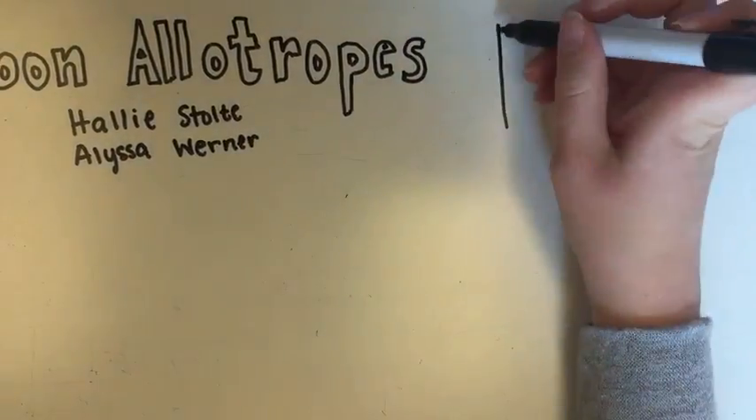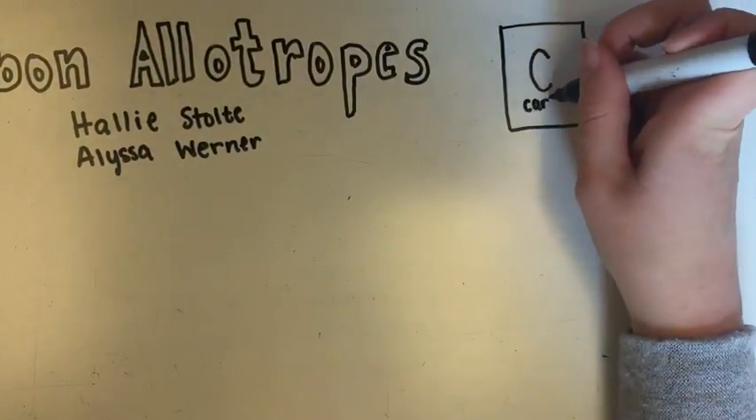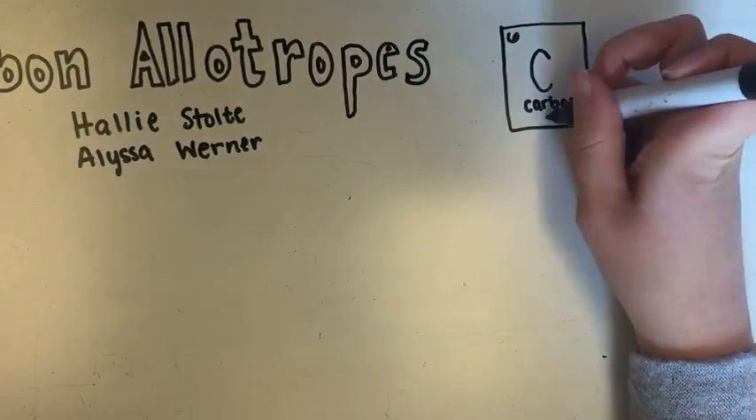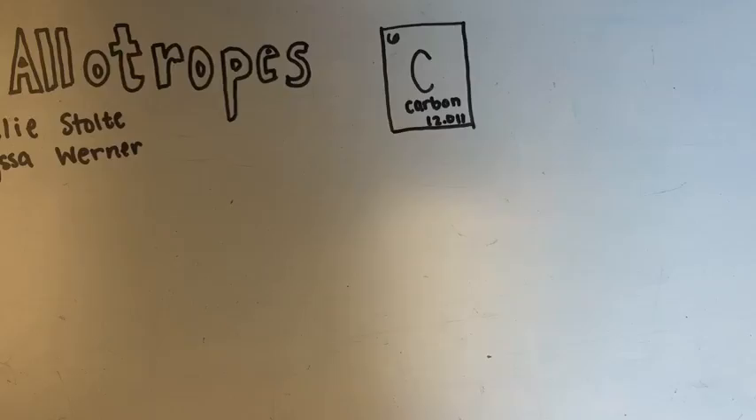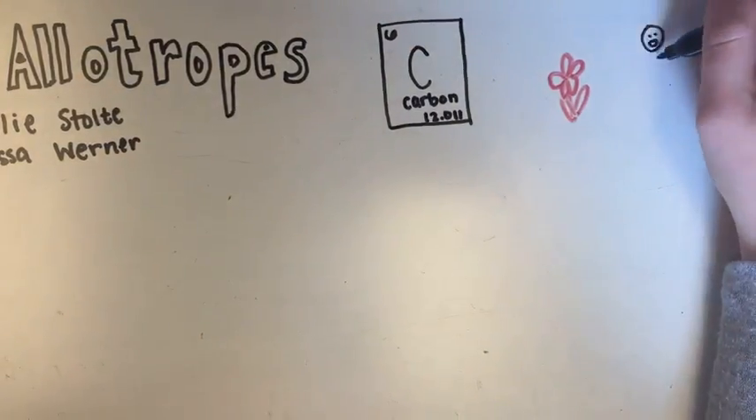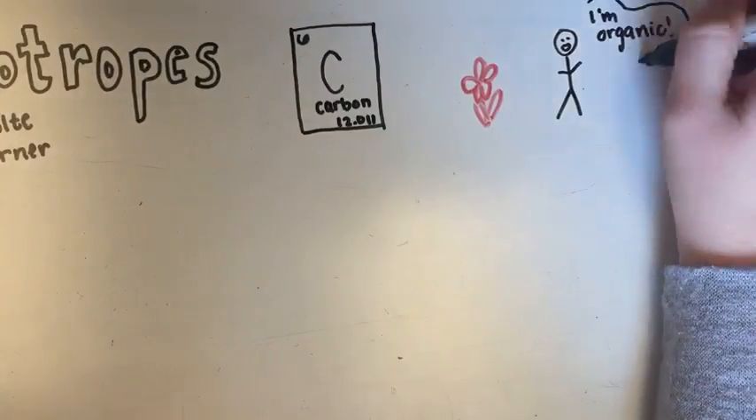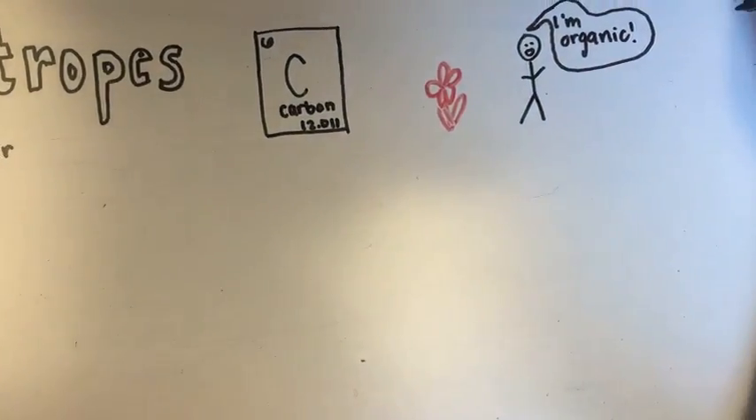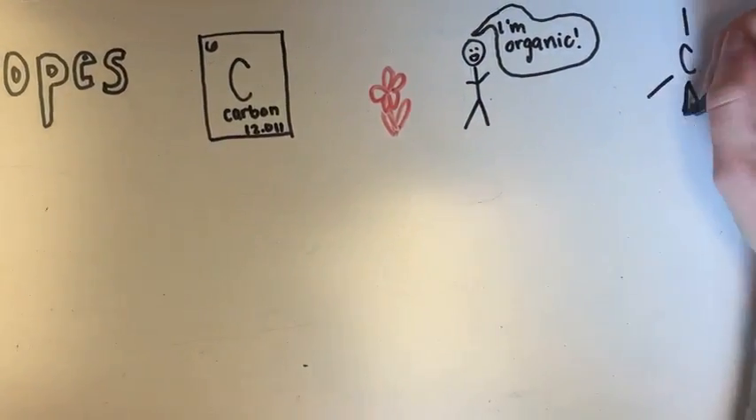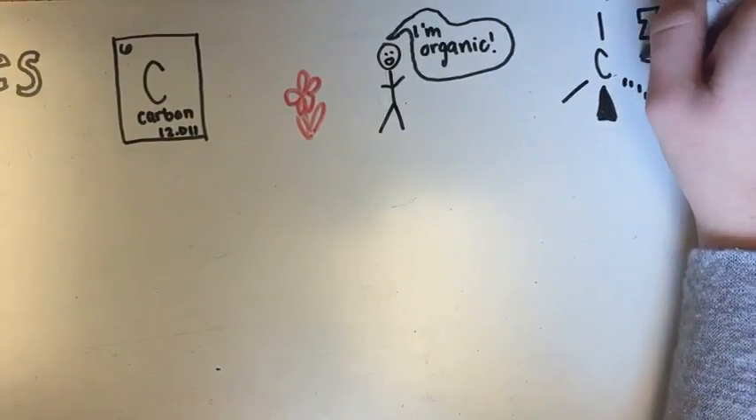Carbon is the sixth element on the periodic table, and it weighs 12 grams per mole. It is an organic element, which means that it makes up things like flowers, people, animals, and a lot of things you use in everyday life. Carbon bonds with four other things. Its 3D structure is called tetrahedral. It looks kind of like a tripod.